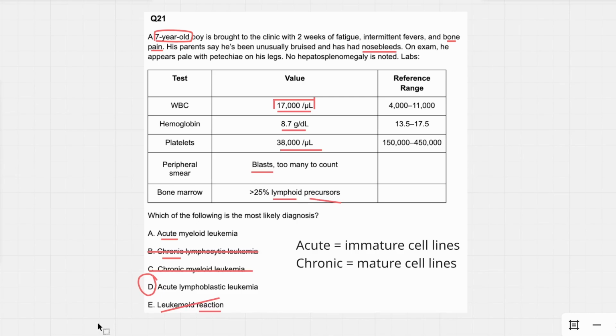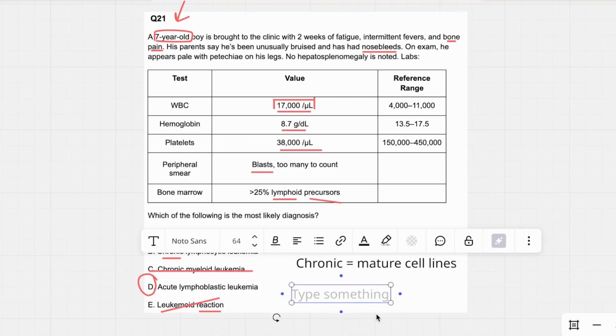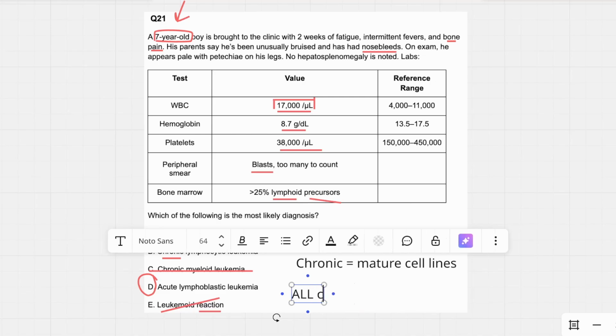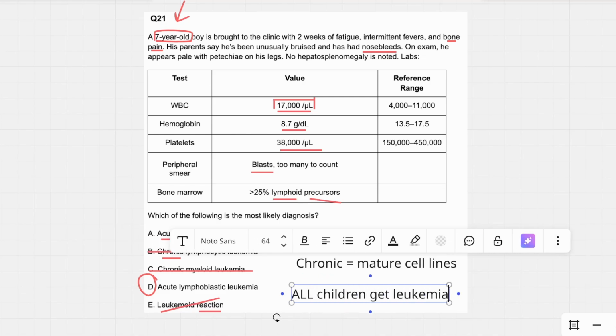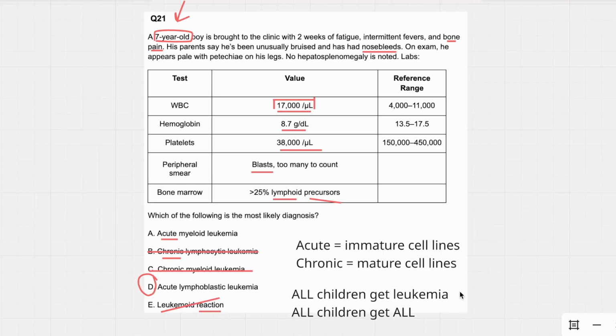And one more thing for you. ALL, this is going to be a little mnemonic. ALL most commonly presents in children. And this is the only leukemia that most commonly presents in children, as far as everything that's in these answer choices here. Really exciting mnemonic. You can tell it to all your friends. I'm sure they'll love it. Is that all children get leukemia. Trust me, they're going to love it. Another mnemonic you could say is all children get ALL, right? But I don't know. I think all children get leukemia is just way more fun. Not for the children.